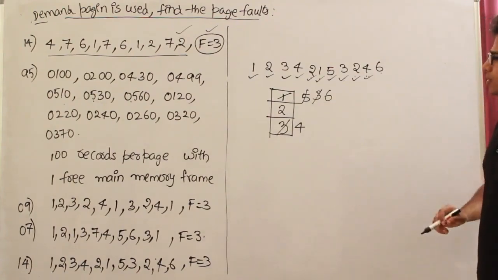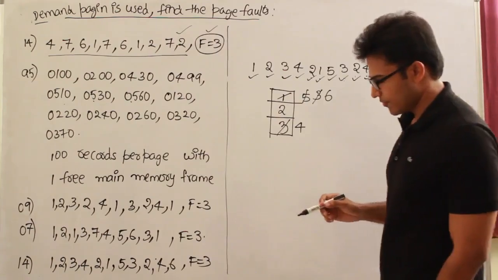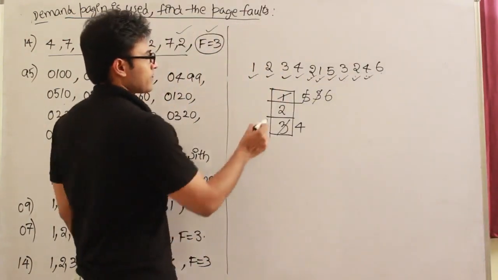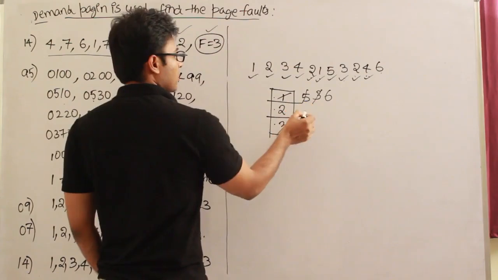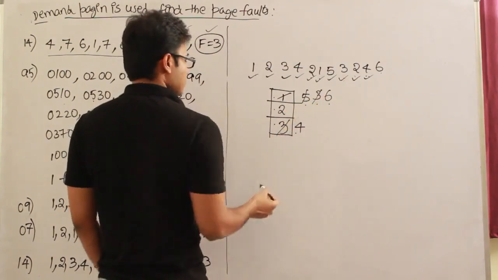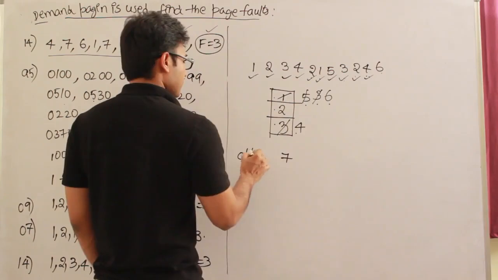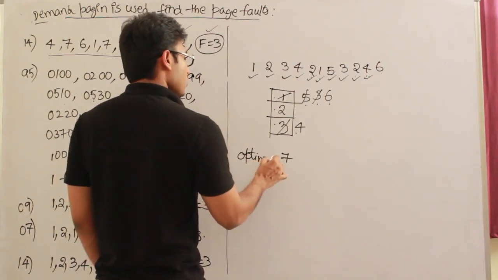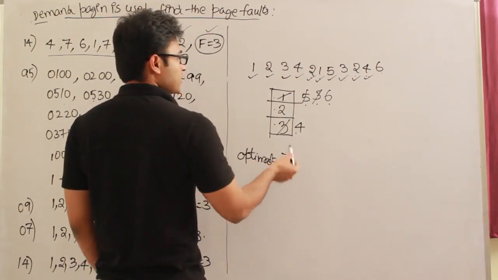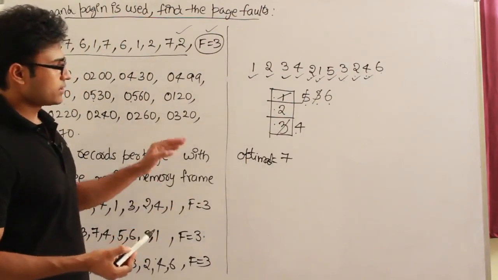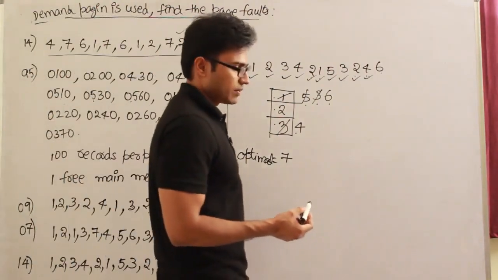So how many page faults are there? If you watch the number of page faults, they are 1 2 3 4 5 6 7. So 7 page faults by optimal. It will get at least 6 because there are 6 different pages being referred. Above 6 we got 1 more, which means we got 7 page faults.